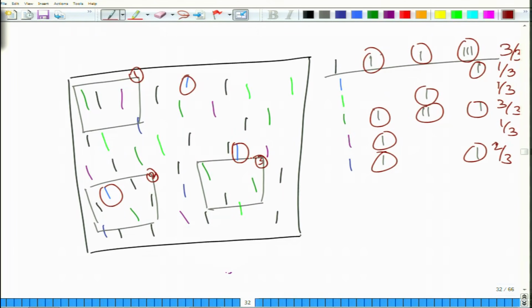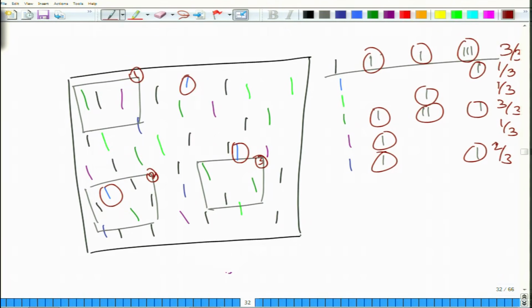Now, in the first quadrant we say that the green, the black, the purple and the blue are coming together. In the second one we say that the green, the black and the light blue are coming together. In the third one we are saying that the black, the dark blue, light blue and the green are coming together.